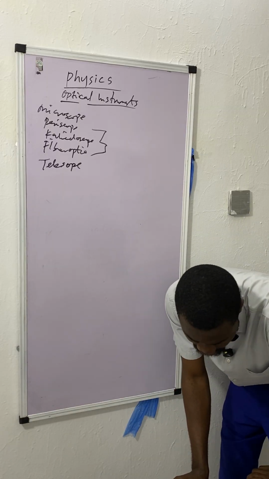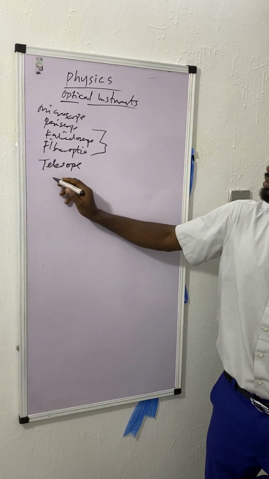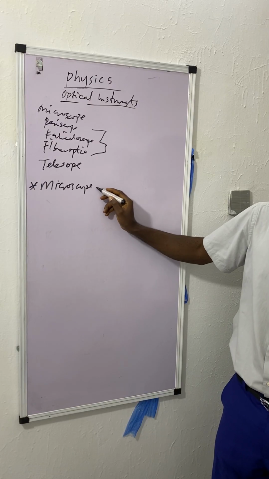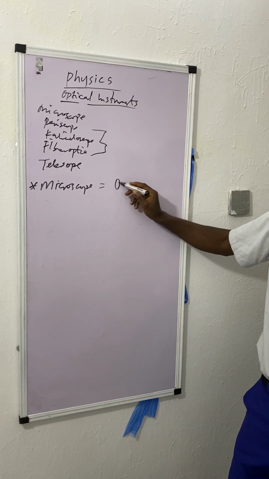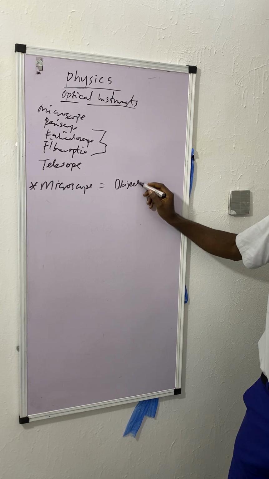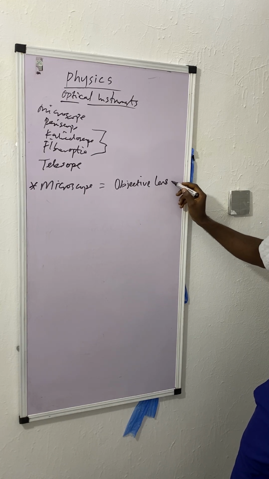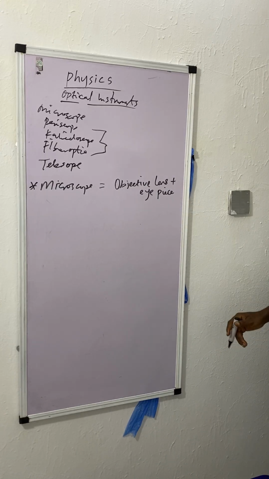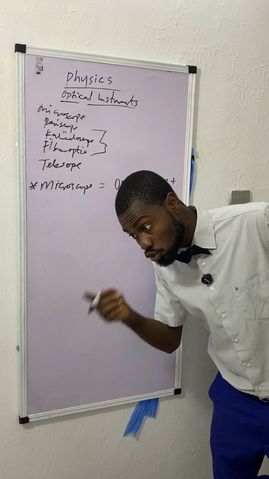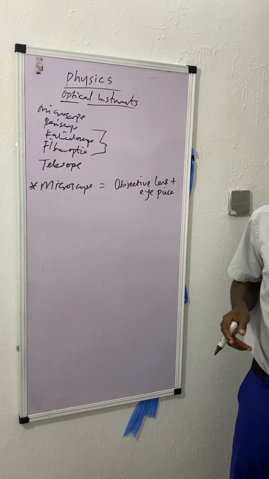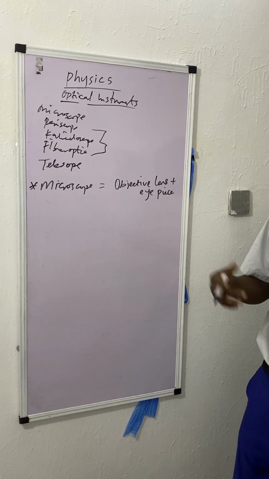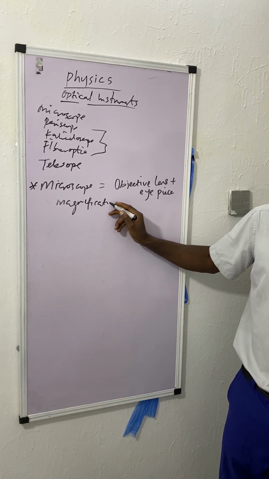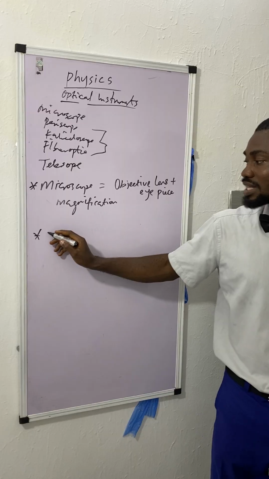Microscope uses objective plus eyepiece for magnification. So microscope uses objective lens plus eyepiece. That's the lens. So you still have the one you call observer, where you look through to see what you are magnifying. Then we have telescope, objective lens plus eyepiece for distance. This one we use for magnification to make objects bigger. Then for telescope, we use it to view distance.